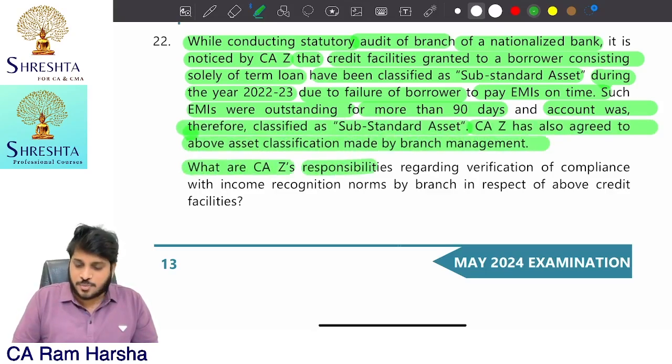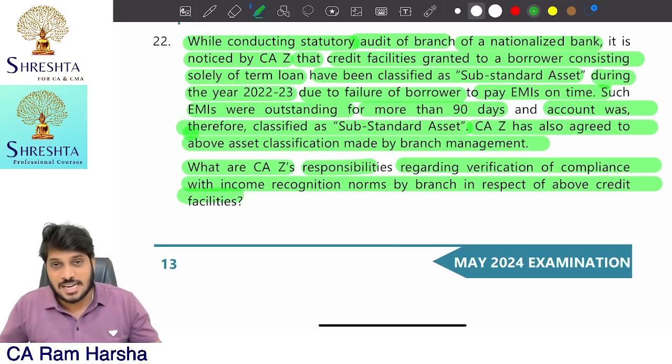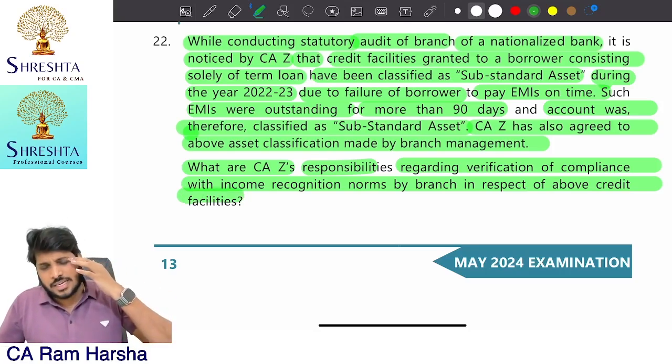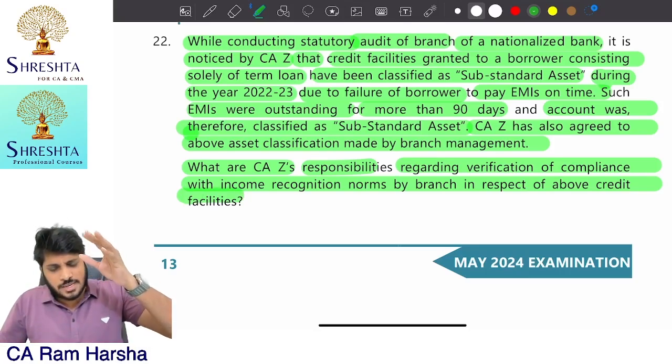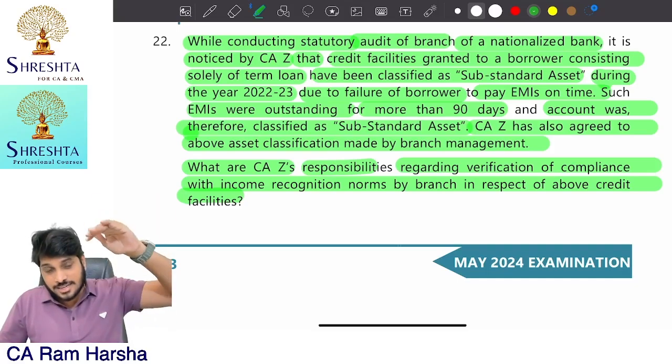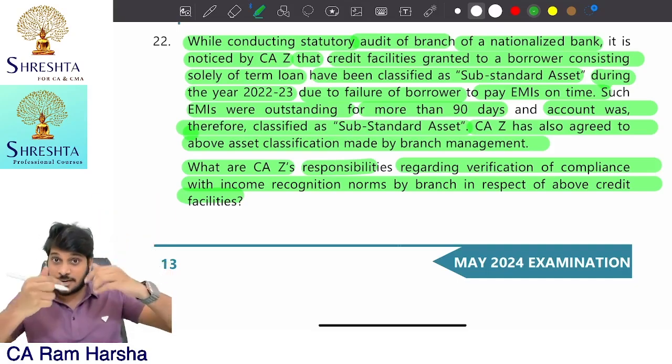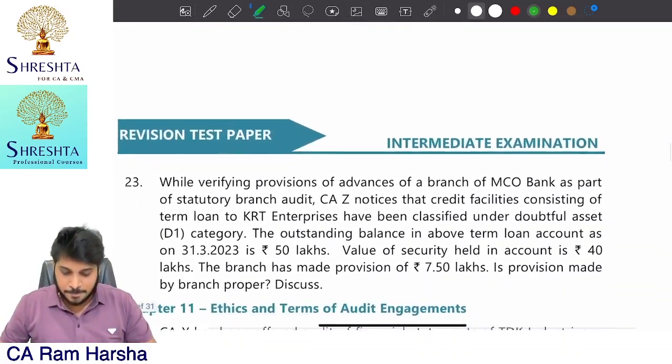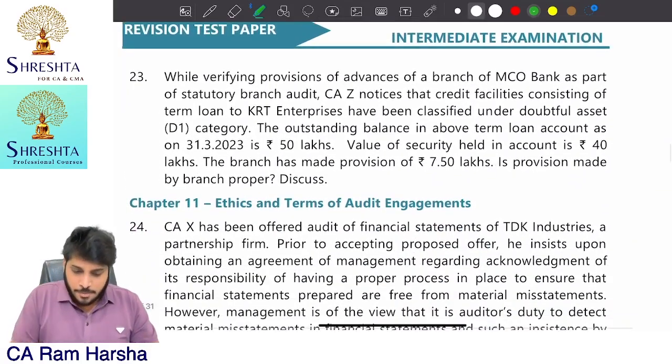What are CA Z's responsibilities regarding verification of compliance with income recognition norms? Once an asset is classified as an NPA, on that, interest income can be recognized only when actually received. On an accrual basis, you should not. If any interest income was already recognized on an accrual basis but not yet collected, it shall be reversed. That's it. Read the answer.